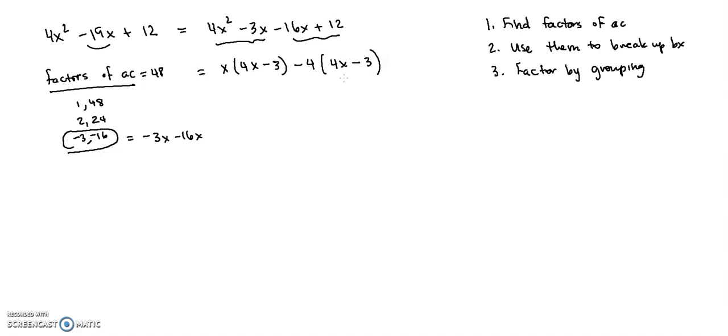Okay, so remember to be careful with those signs. The 4x minus 3 matches. We got that in both terms. So we can pull that out to the front, and we're left with x minus 4. Okay, and you can multiply it back out and double check. You should get back where we started.